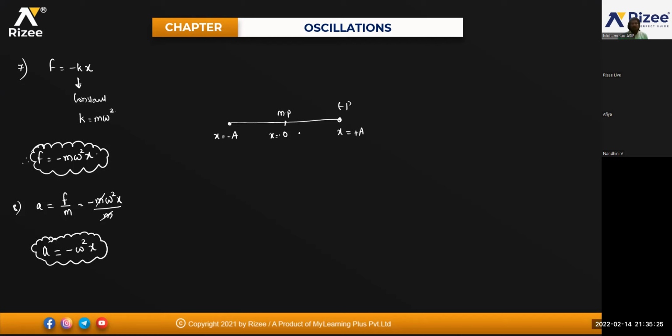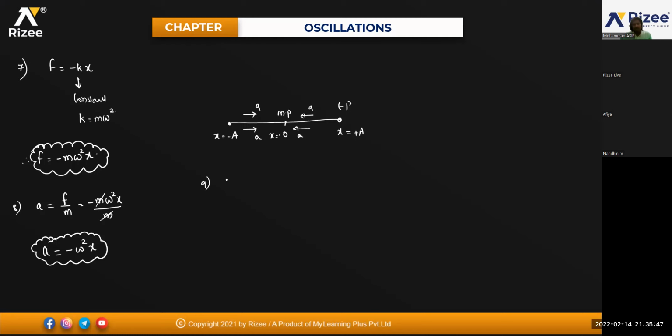Clear? So when the particle is going in this direction, displacement of the particle is in this direction. Acceleration of this particle is in this direction. When the particle is going in negative x-axis, the acceleration of the particle is towards your positive direction, like this. Clear, beta?